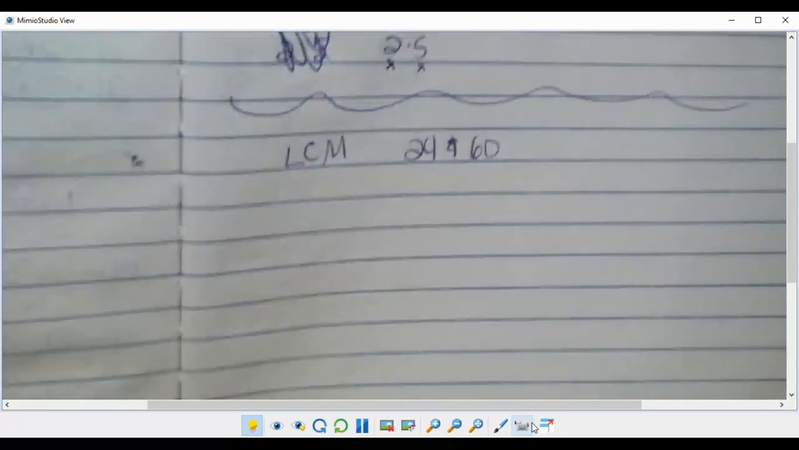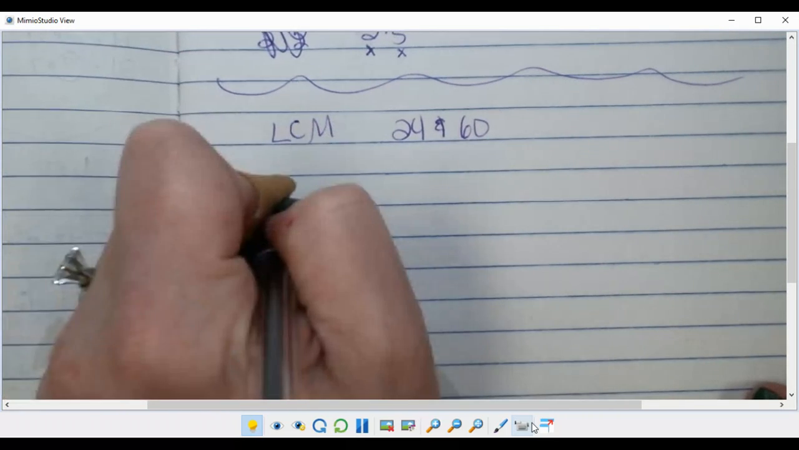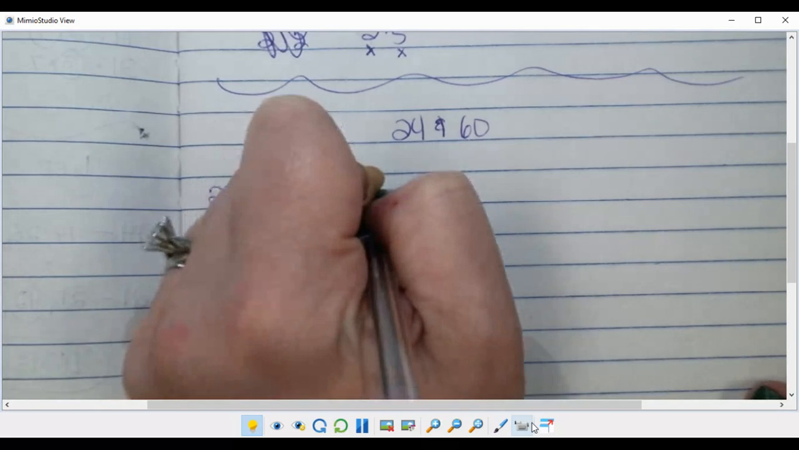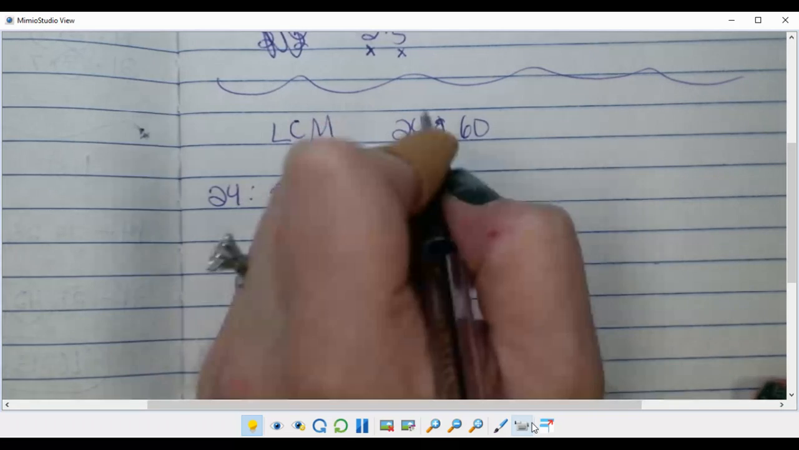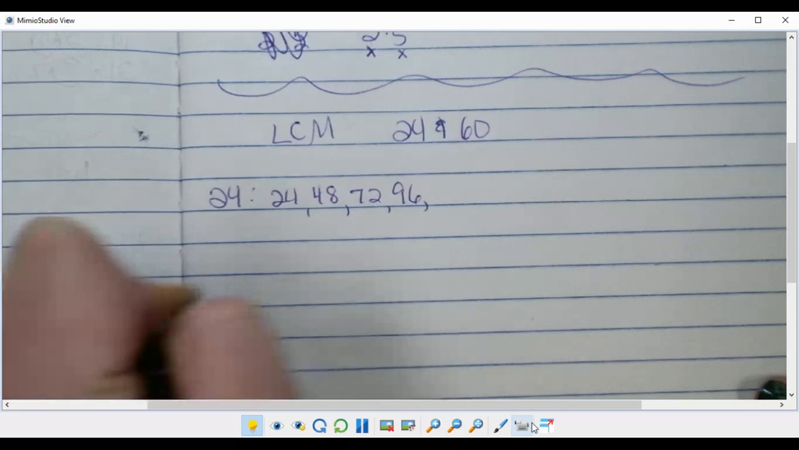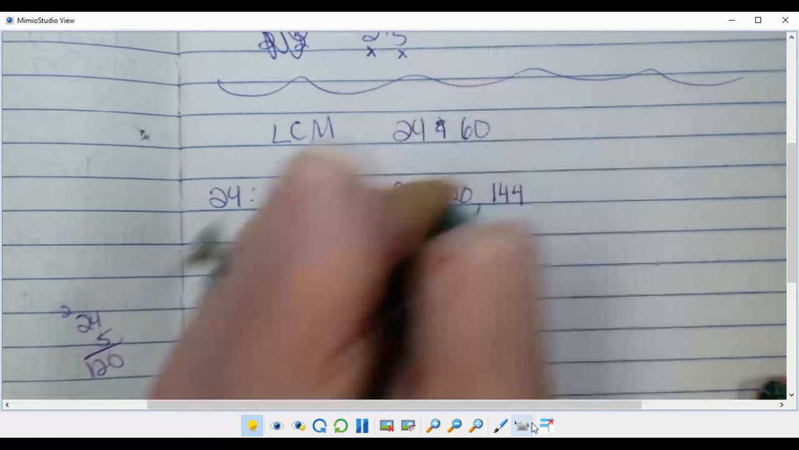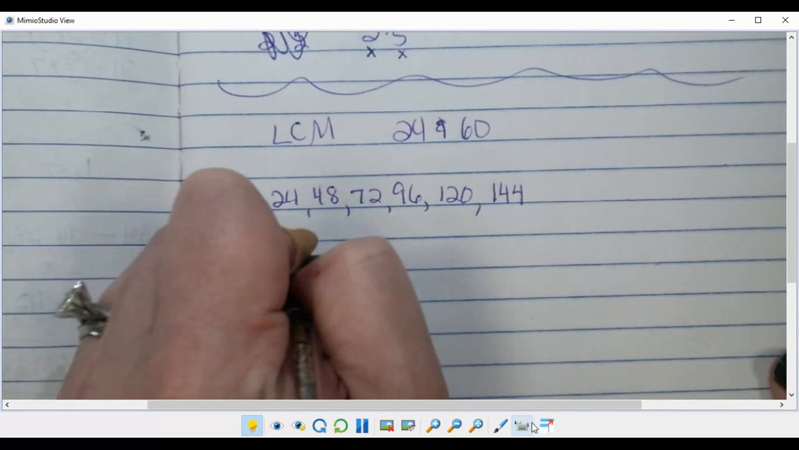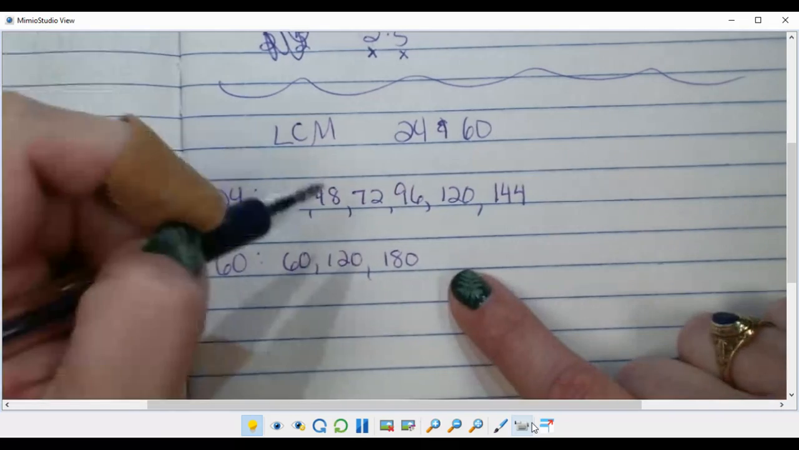All right. Now, these numbers are crazy big if you're doing the lists. Let's see. 24, 48, 72, 96. Oh my goodness, I got to keep going here. 24 times 5 is 120. Add another 144. I'm going to stop there for right now. If I have to add more, I can later. Let's go to 60. 60, 120, 180. Let's see if I got anything. There it is.